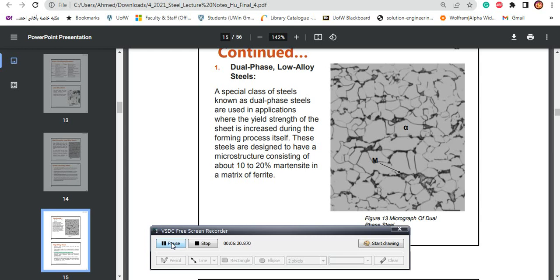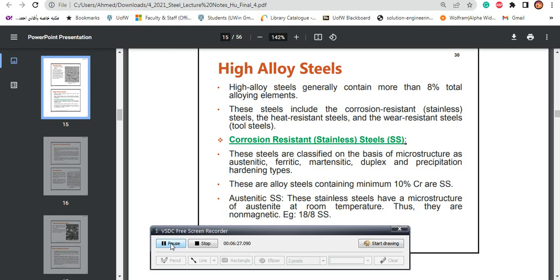They're used where yield strength is increased by the forming process. Corrosion resistant stainless steels have at least 10% chromium. Austenitic stainless steels have a microstructure of austenite at room temperature, so they are non-magnetic.